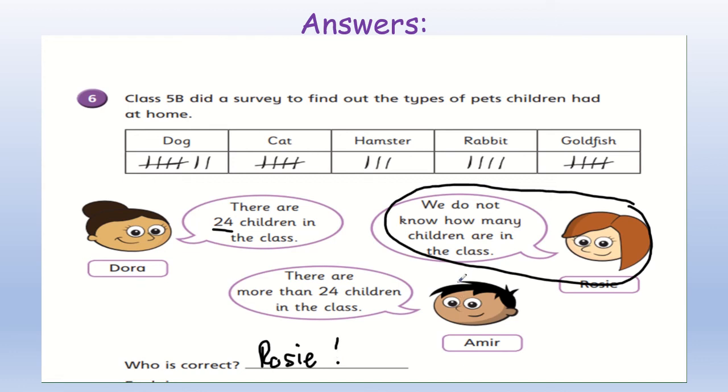Tricky, but did you get it right? Hopefully it didn't catch you out. Well done.